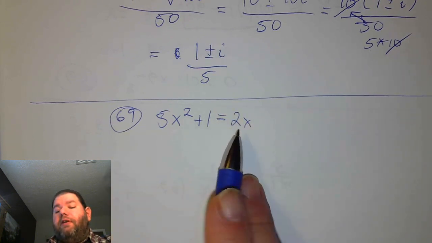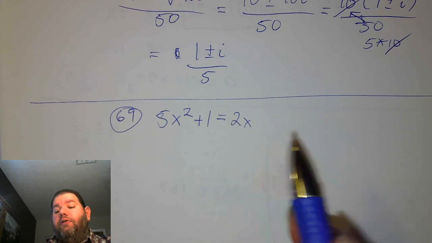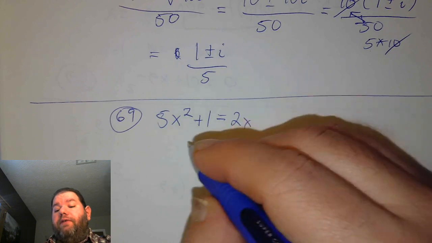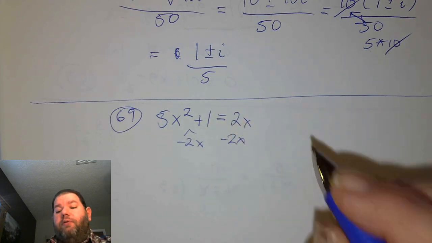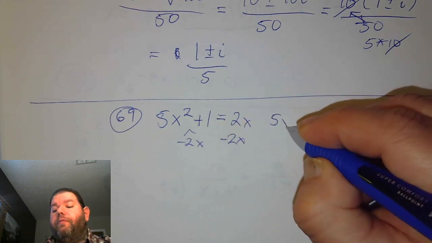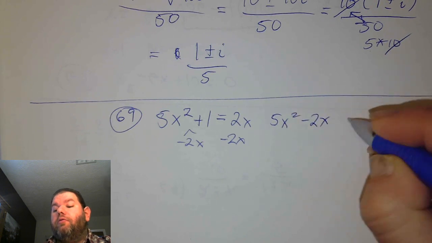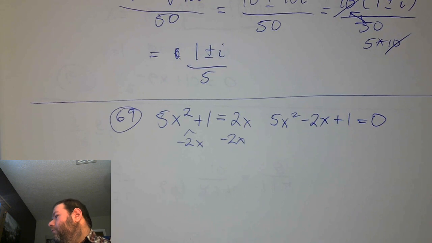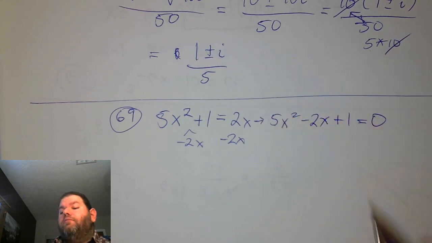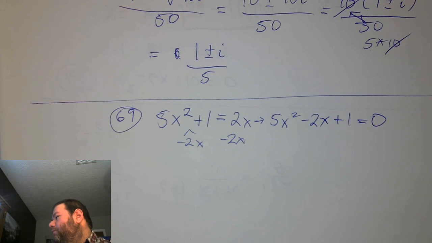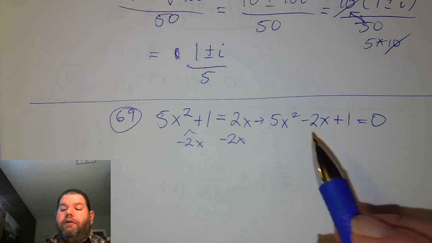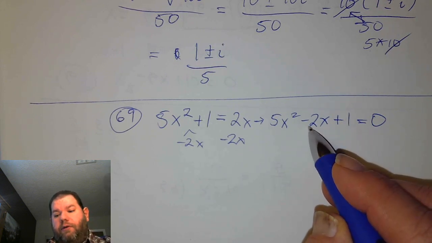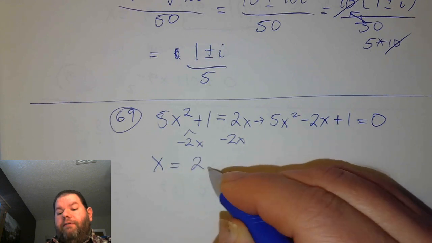Now in this problem, number 69, first thing we'll want to do is, because it's not equal to 0, we'll take our 2x and subtract that over to the left. And make sure we fit it in between the terms so we have everything in proper order. 5x squared minus 2x plus 1. Now we can have, let's see, so b is negative 2. So negative b will make that a positive 2.